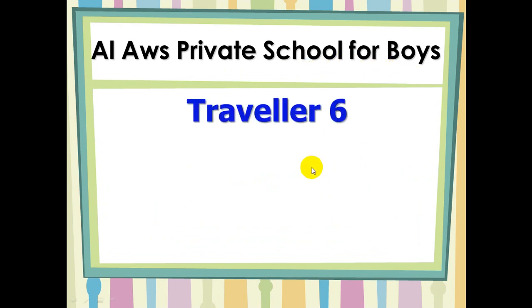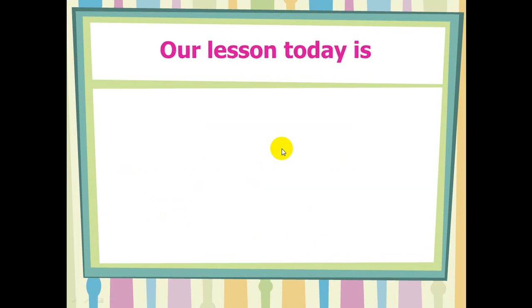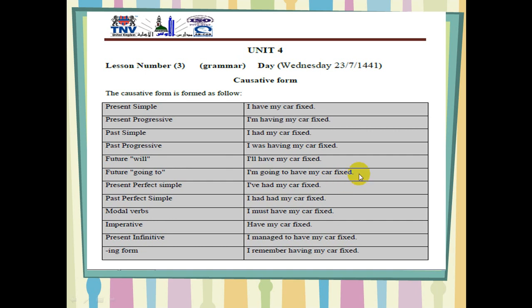Our lesson today is for Traveler 6, Lesson 12, page 24. Grammar. Our lesson today is about causative form. This is the new lesson on your notes on page 24. Like I told you, it's about causative form.